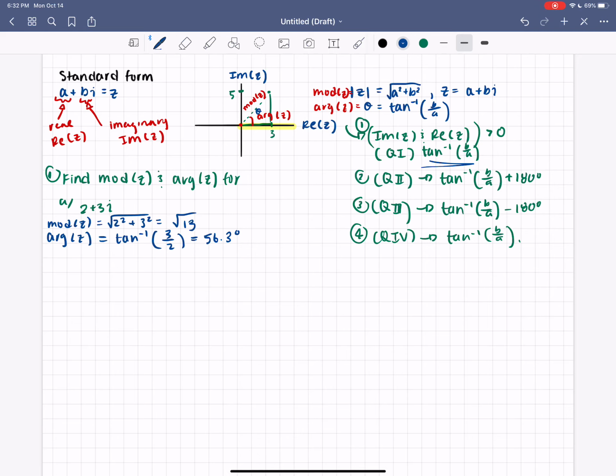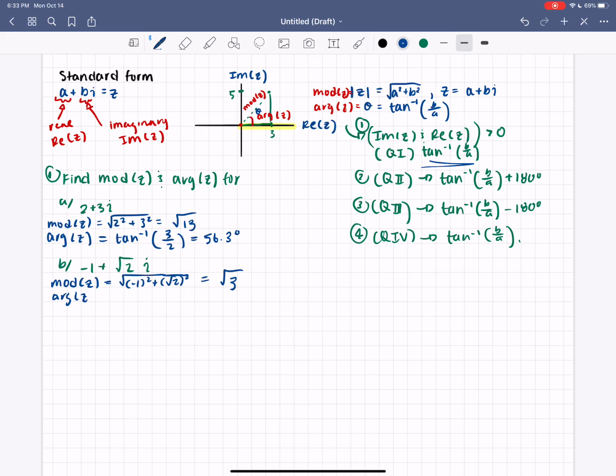Another example could be b here. We can say -1 plus root 2 i. So same idea, we're going to find the modulus of z. That's the square root of, in this case, -1 squared plus root 2 squared. And that's going to be simply 1 plus 2, which is root 3.